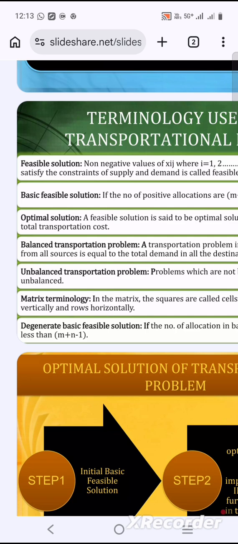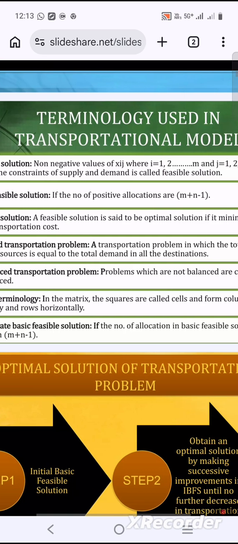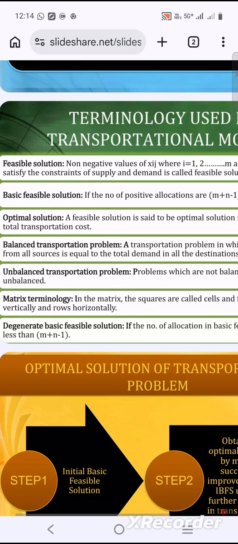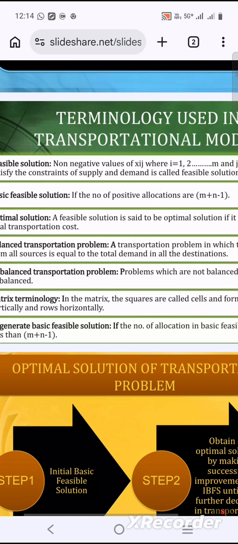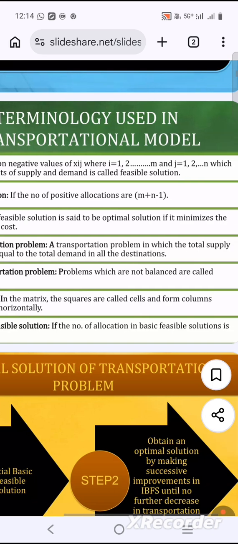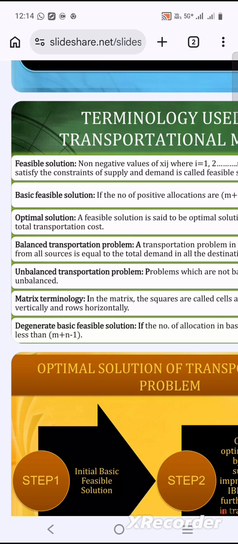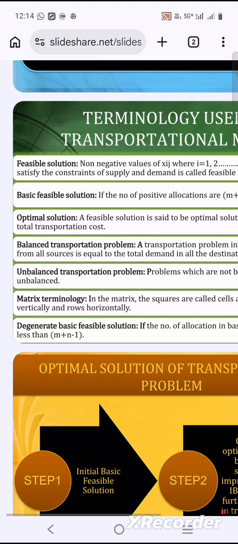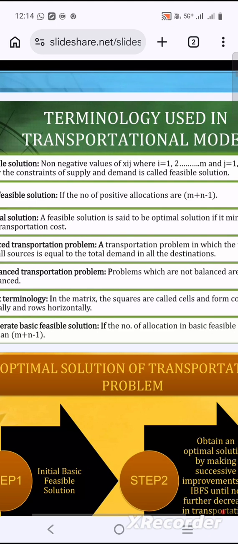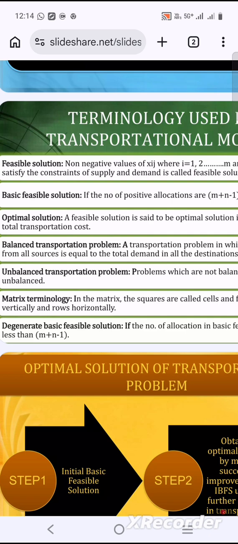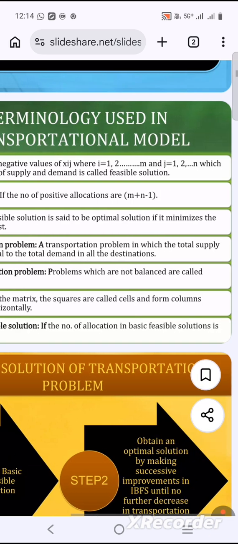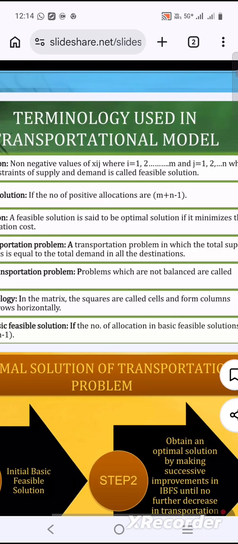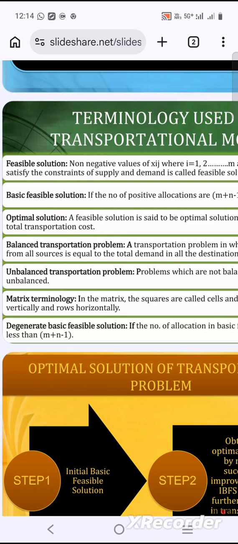A basic feasible solution is one where the number of positive allocations is m plus n minus 1. An optimal solution is a feasible solution that minimizes the total transportation cost. A balanced transportation problem is one in which the total supply from all sources is equal to the total demand in all destinations. Problems which are not balanced, where total supply is not equal to total demand, are called unbalanced transportation problems.